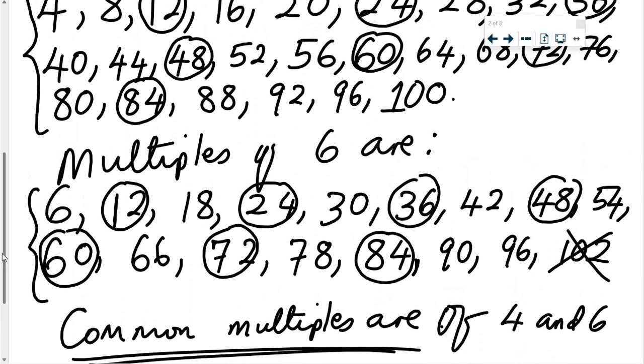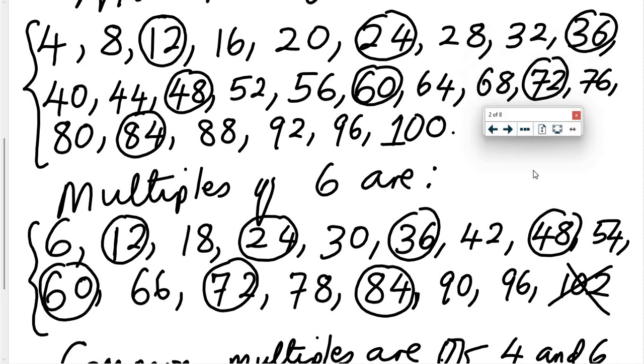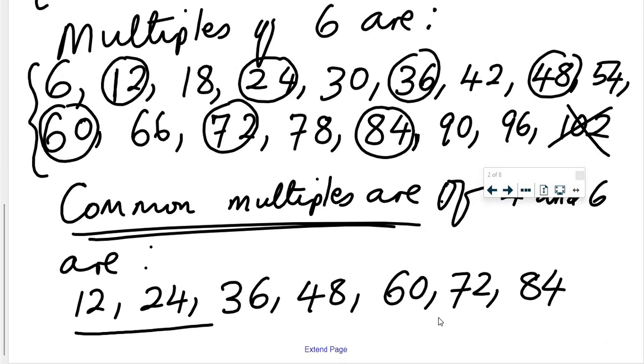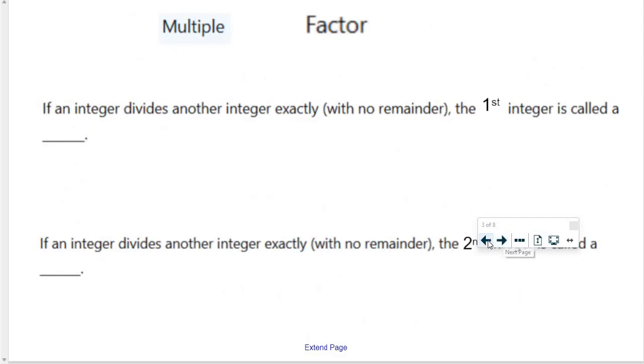Let me cross check. We got 12, 24, 36, then we had 48, like this list I have given here, right? Now, the next question.